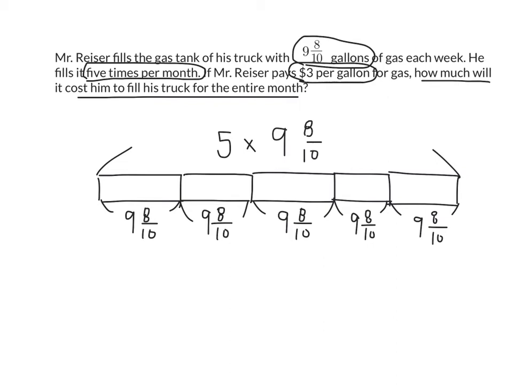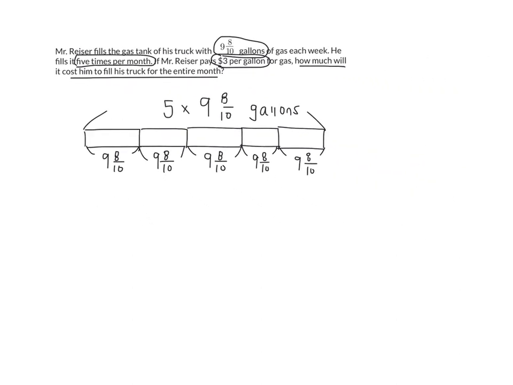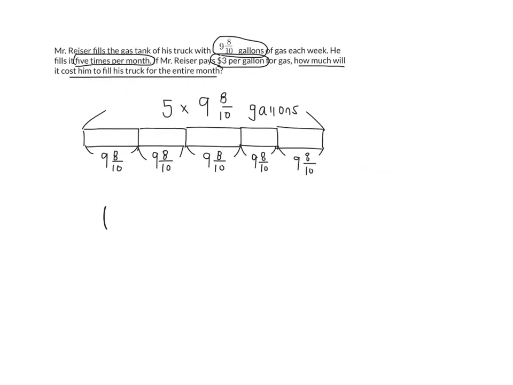And this is going to be in what kinds of units? Everyone? Gallons. Good. Okay, so let's use the distributive property to solve this. What would we do first in order to use the distributive property? What would you do first? Avani? 5 times 9. 5 times 9, good.